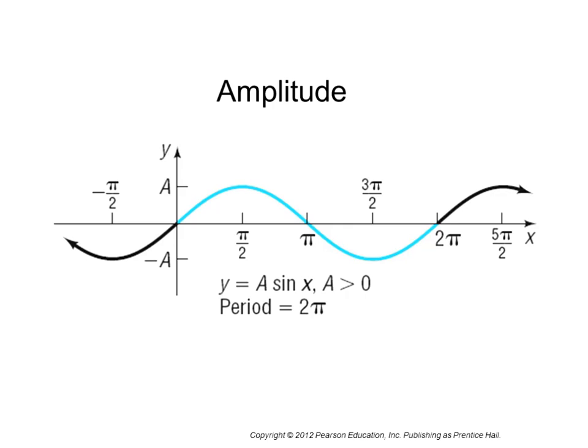Let's talk about our different transformations. So we have f of x equal to a cosine or sine, it doesn't matter, just a trig function.